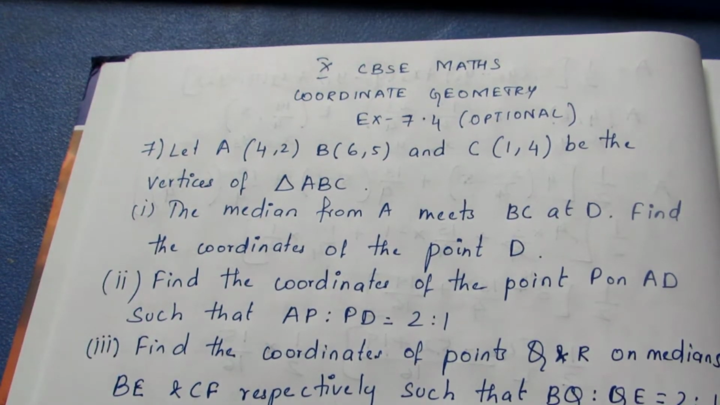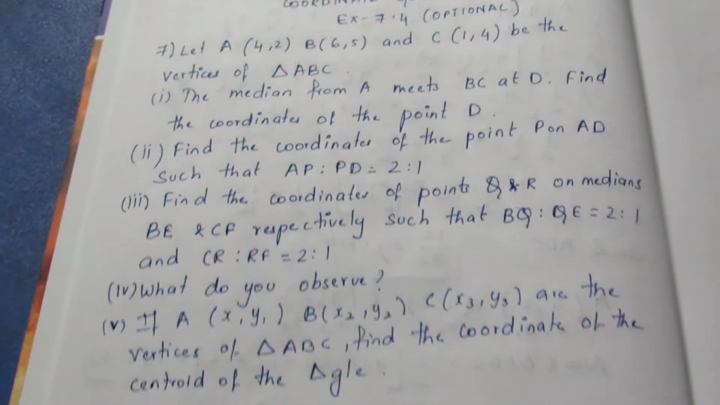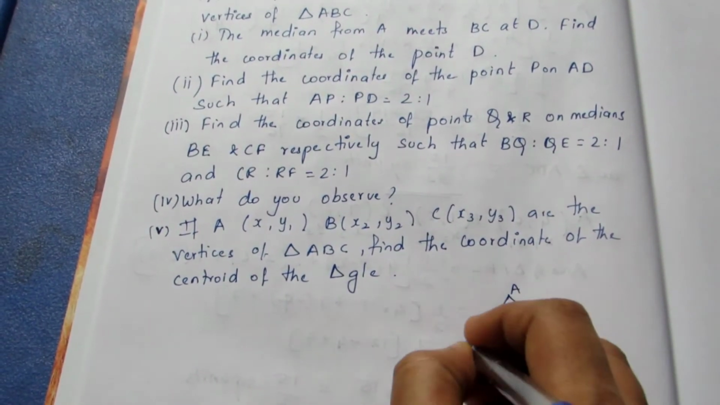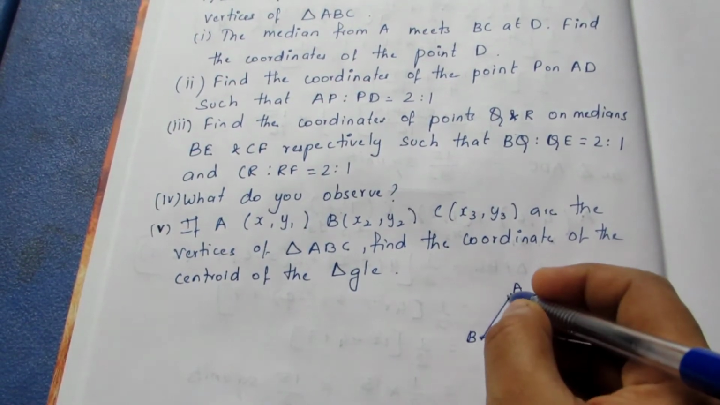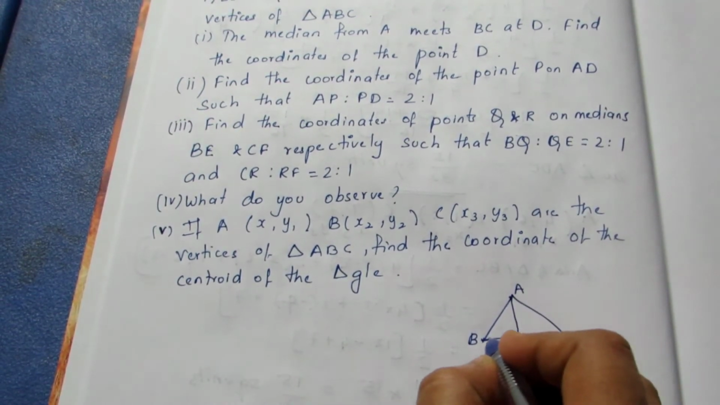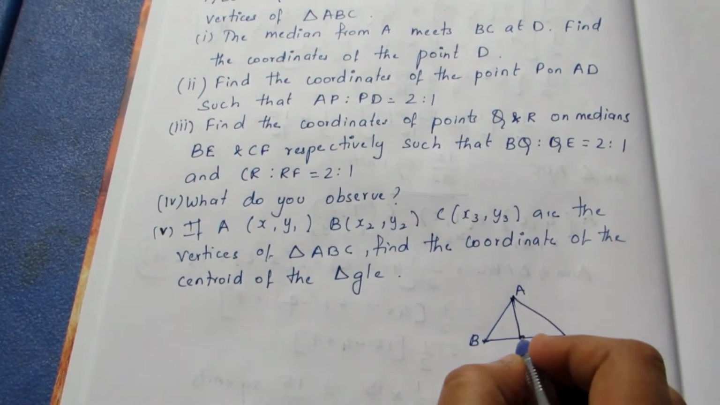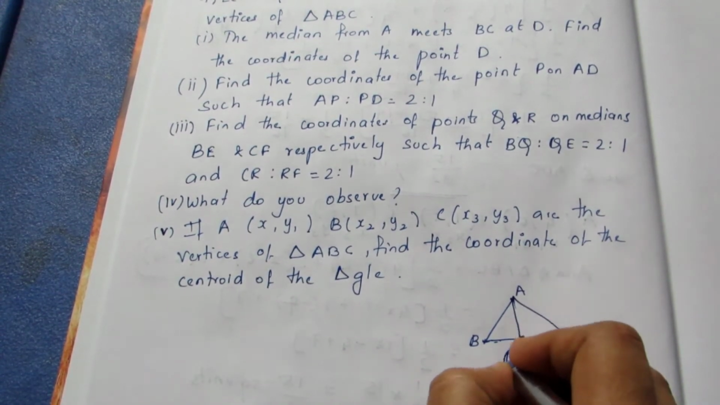The first subdivision is the median from A meets BC at D. Find the coordinates of the point D. The median from A. Let me draw the triangle first. If this is the triangle ABC, the median from A meets BC at D. Median is the line which meets the midpoint of the opposite line segment. So your median, this will be your D.